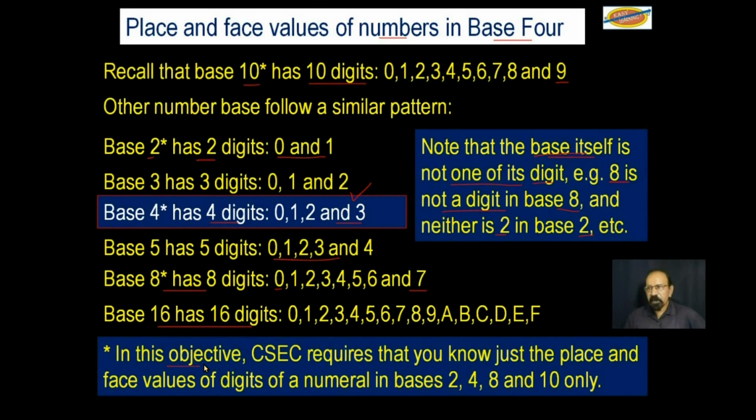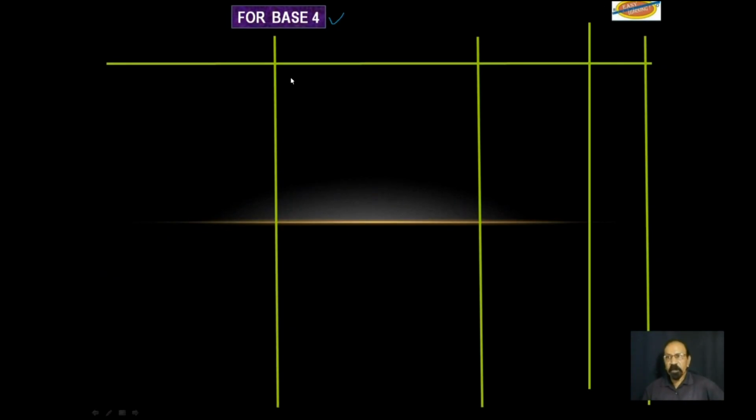This objective from CSEC requires that you know just the place and face values of digits of a numeral in base 2. We finished that. Base 4, we are doing that right now. Base 8, we will get to shortly. Base 10, we finished with that. Base 4. We will set up this grid, but we will not go through the long process we did with base 10 and base 2, because by now you know how that works.